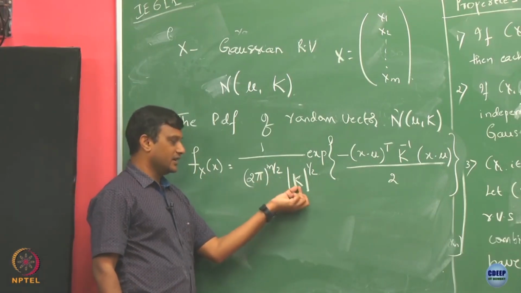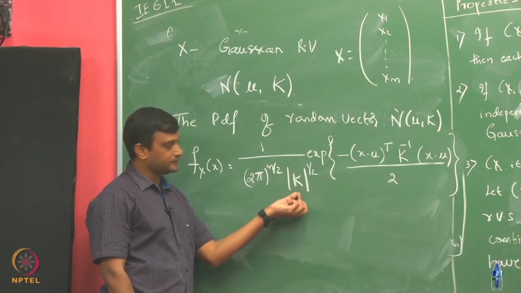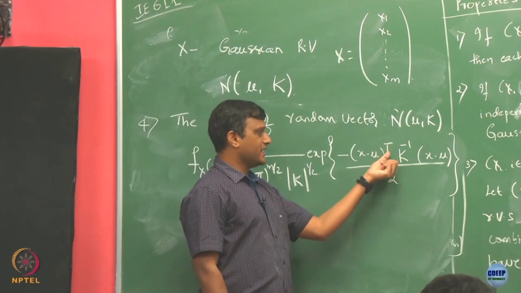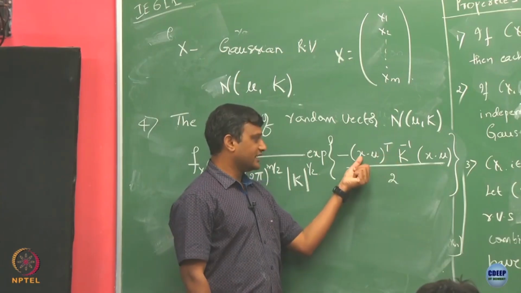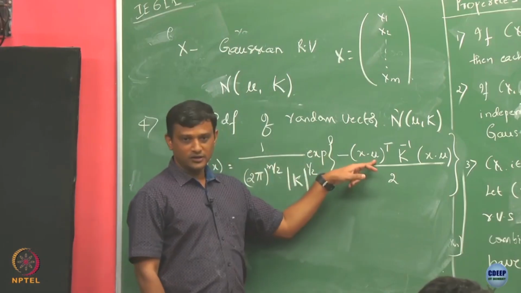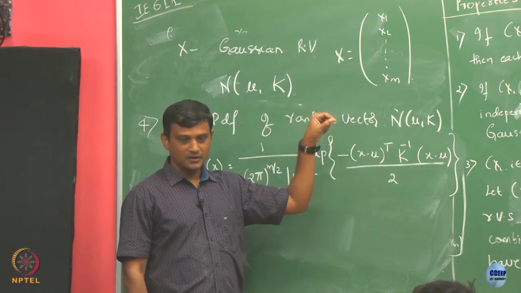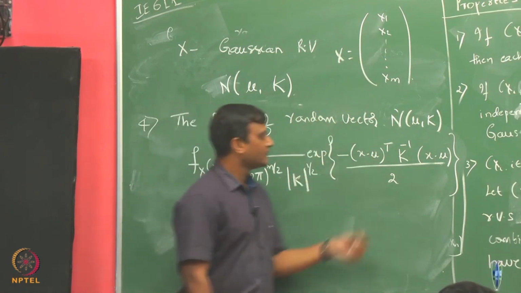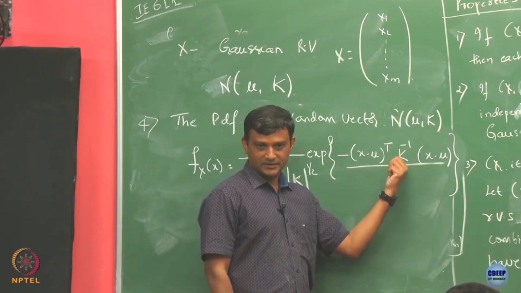What is here mod of K? It means the determinant of this matrix K, and capital T here means transpose, because this x here is a vector and mu is also a vector. What is this vector? This vector is the mean of all the components, and K inverse means the inverse of the matrix.